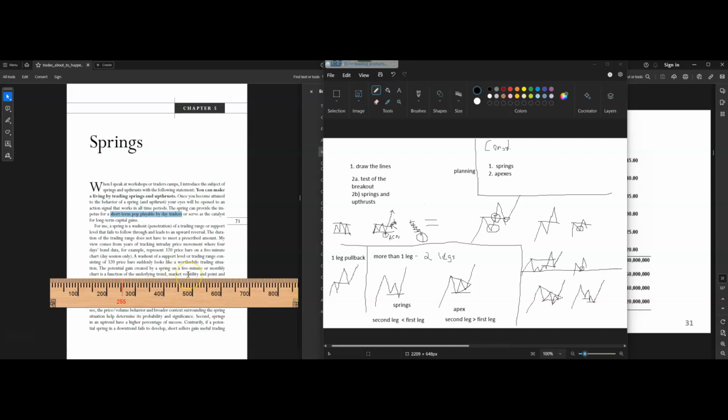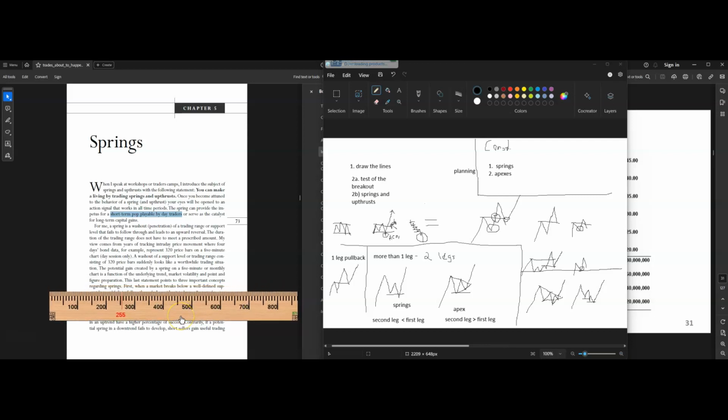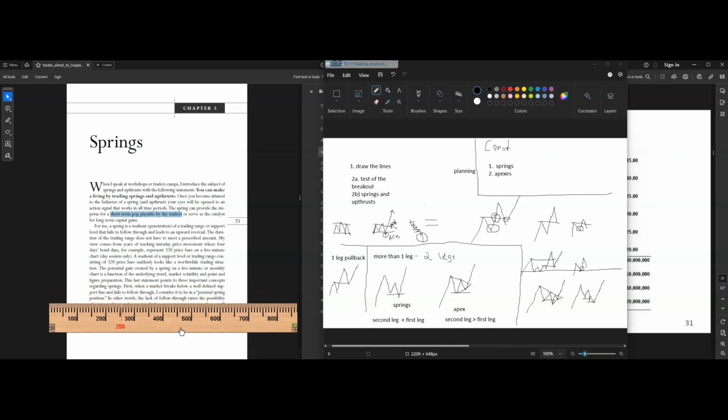Market volatility. Do not trade dull markets. You need volatility. You need ATR. Obviously get a good market. And point and figure preparation. You can't do nothing about this, all right? I'm not going to go into point and figure preparation at all. First, when a market breaks below a well-defined support line and fails to follow through, I consider it to be in a potential spring position.